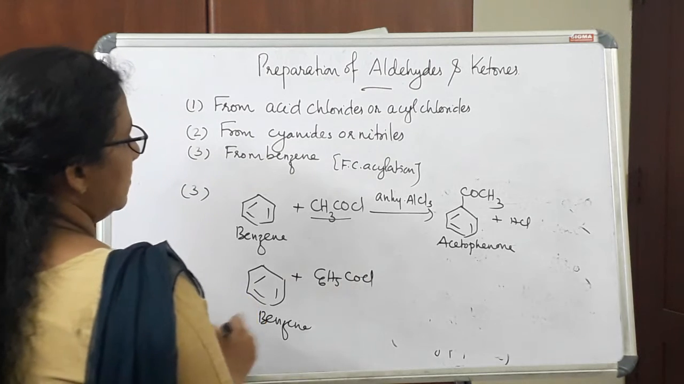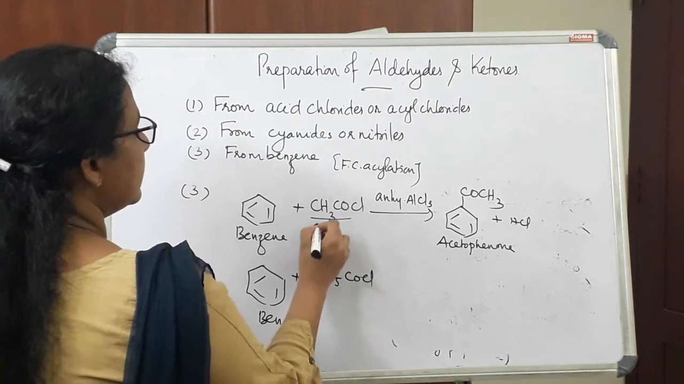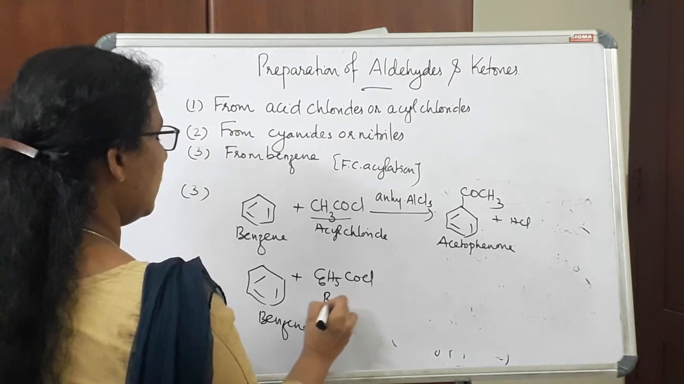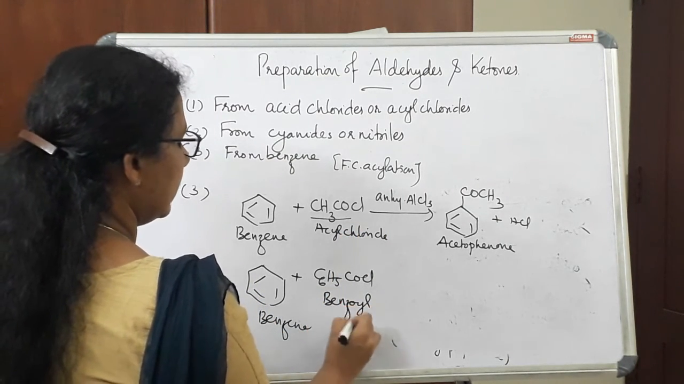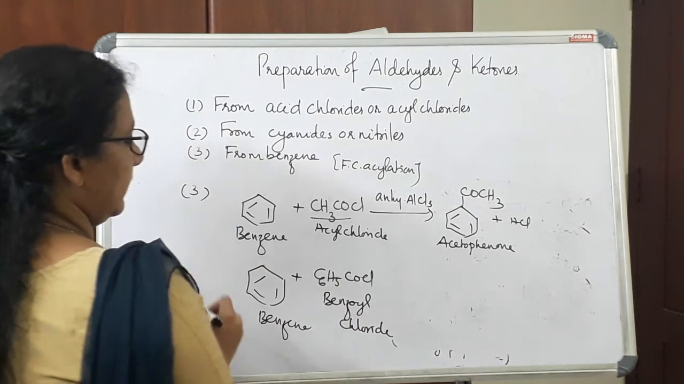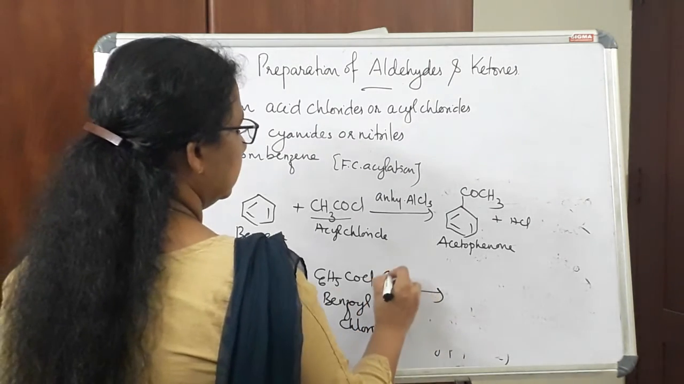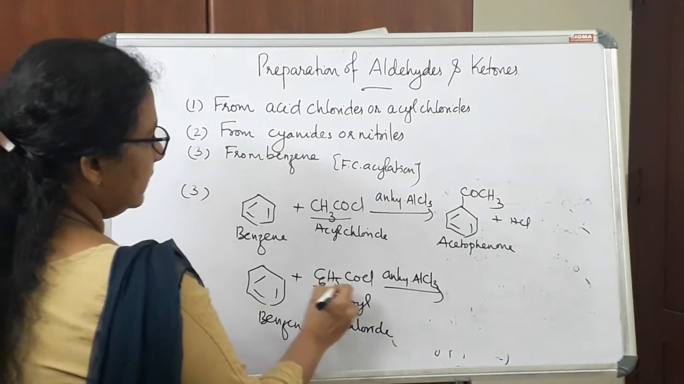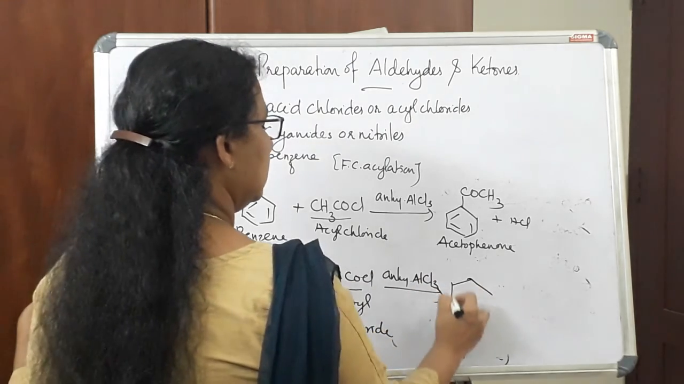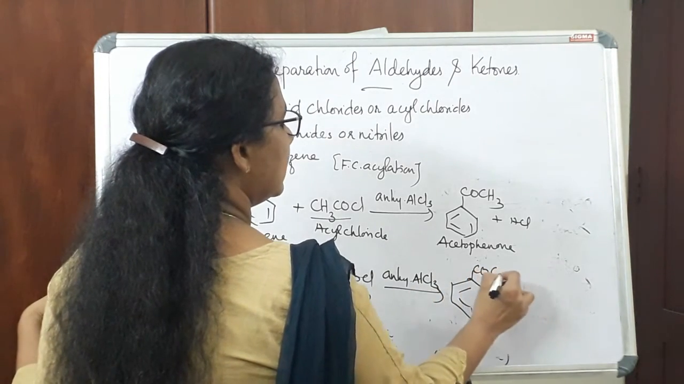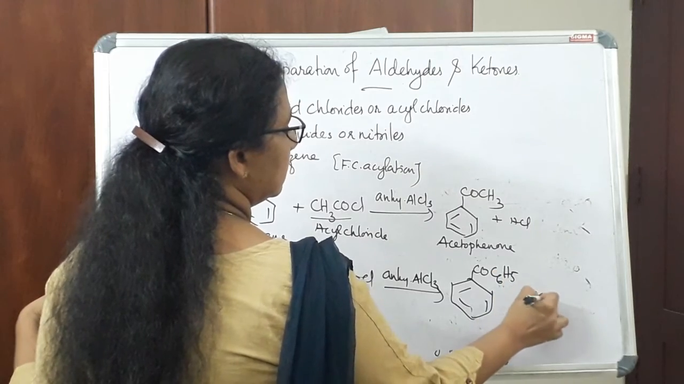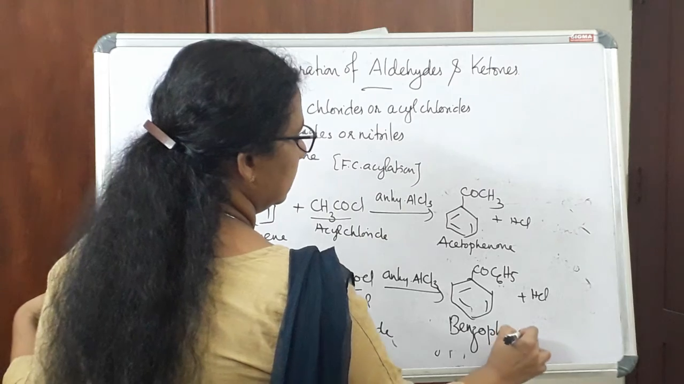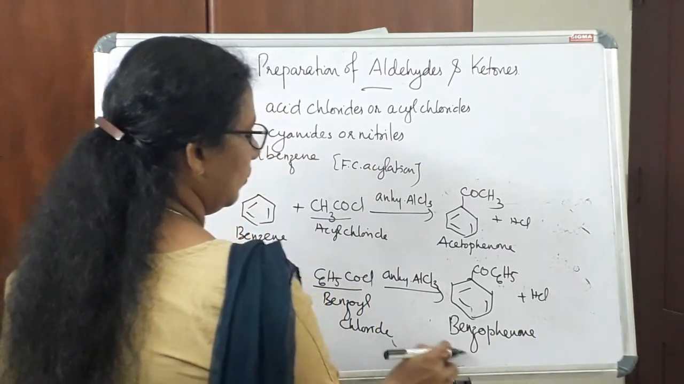C6H5COCl. So here acyl chloride is used. Here we can use benzoyl chloride. So this is benzoyl chloride. So here anhydrous AlCl3 will be there. Here this group will be added, that is COC6H5. So this ketone is called a benzophenone. This is called a benzophenone.